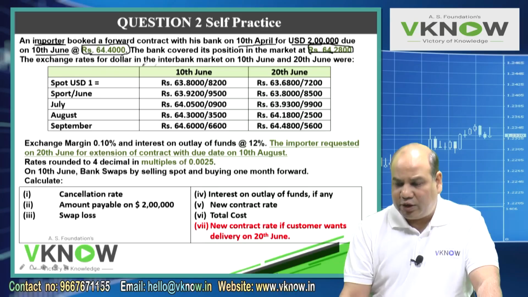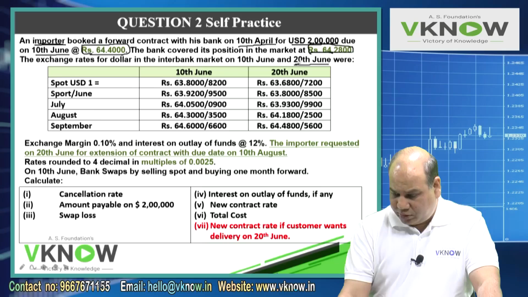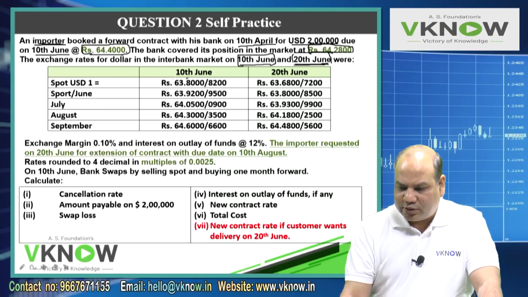The exchange rate for dollar in the interbank market on 10th June and 20th June. Now why is 20th June given? Maybe the customer has delayed in approaching the bank. That is why 20th June is given. He should have come on 10th June, but it seems he has come on 20th.